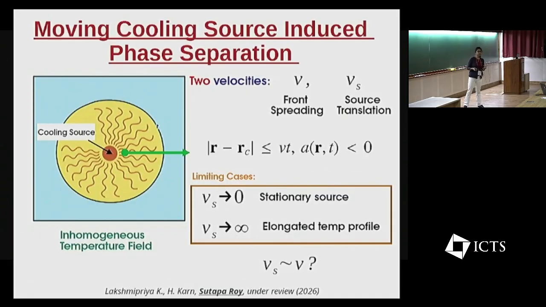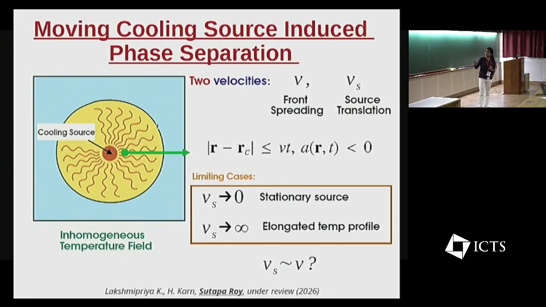And in particular, what I'm going to talk about is that suppose you have a system which is close to a second order phase transition, okay? And there is a cooling source in the system, okay? So from this, the cold temperature fronts are propagating away. And the source is also moving in the system. So this is like you have a cooling source and it's basically translating in the system. And as it's moving, the cold fronts are propagating out and some structure is going to form.